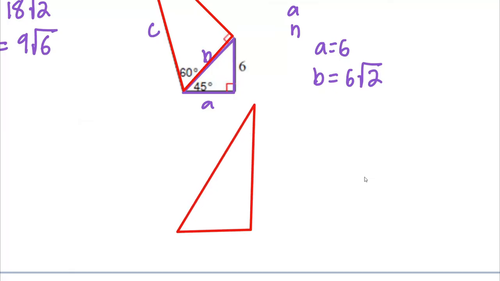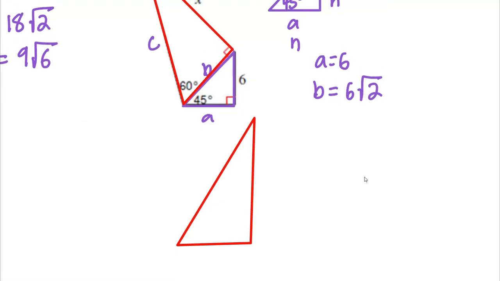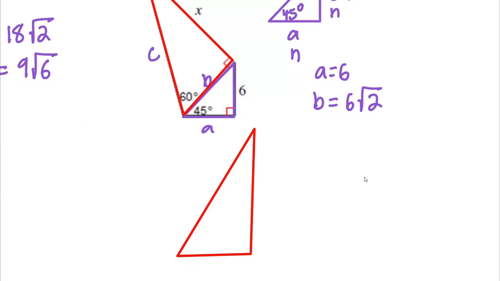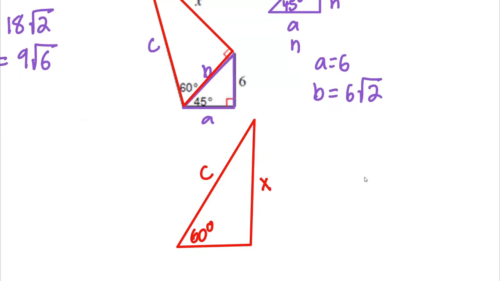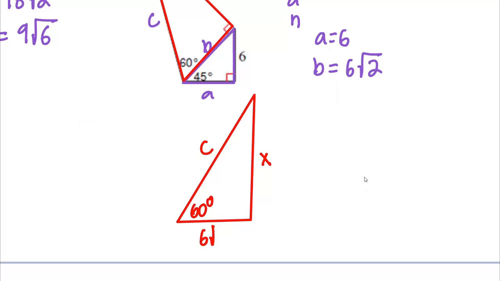So fancy. All right, so again, we know that this is a 30, 60, 90. Different. We know that this is x, this is c, and this is b, which we just found, which is 6 root 2. Do we all see that? Okay. So which one of these is n? This is n. Which one would be n root 3? X. And this one would be 2n.